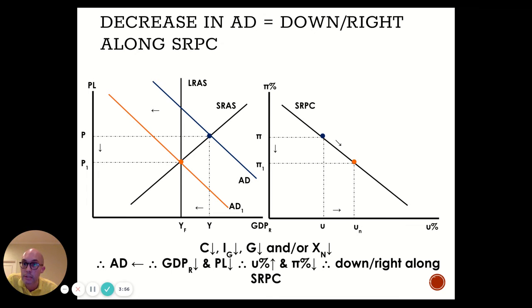So in both cases, they're mirroring each other. On the left, we have a decrease in price level, we have a decrease in output or an increase in unemployment. And on the right, we have a decrease in inflation and we have an increase in unemployment.